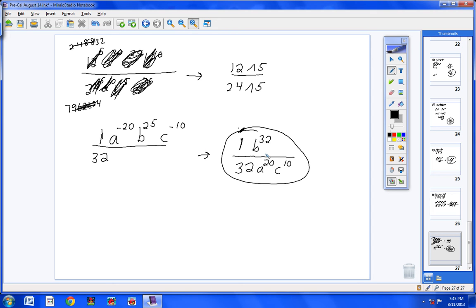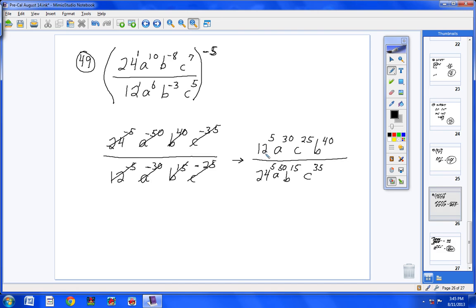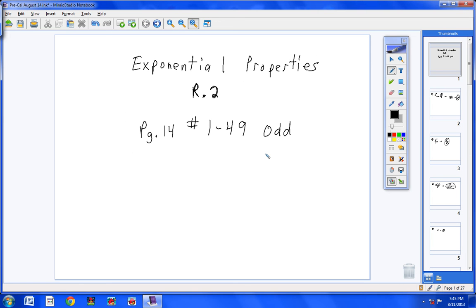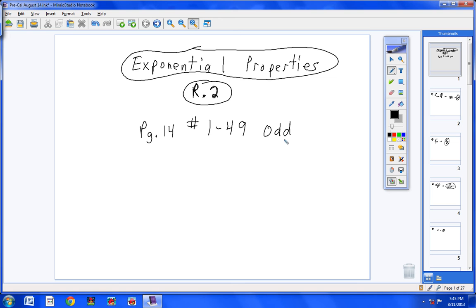And that's reviewing. Let's go way back up to the very first slide, way back up to the top. What did we do today? We looked at exponential properties, review lesson 2, page 14, 1 through 49 odd. Okay? All right. Hope you guys are doing well, and we will learn some more math tomorrow.